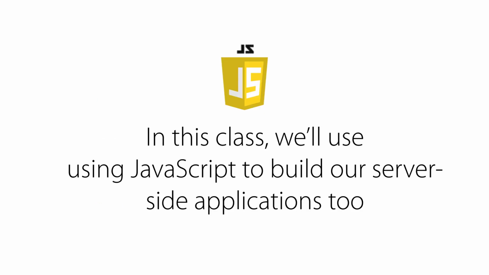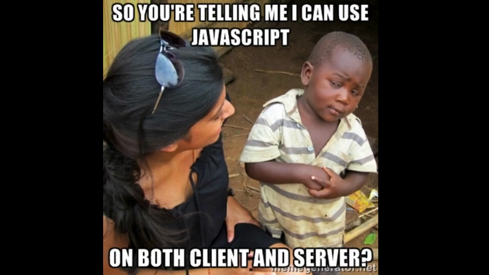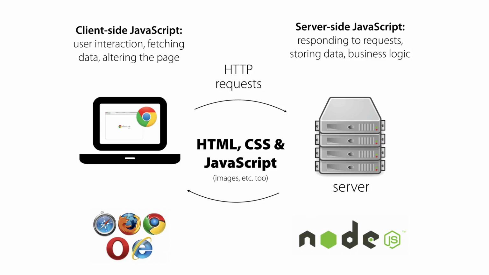And in this class, we'll use JavaScript to build our server-side applications too. We'll be writing JavaScript on both the client and the server, which is a wonderful thing because there's no context switch. We're not writing Ruby on Rails in the server and JavaScript in the client. We're not writing Python in the server and JavaScript in the client. We're writing JavaScript everywhere.